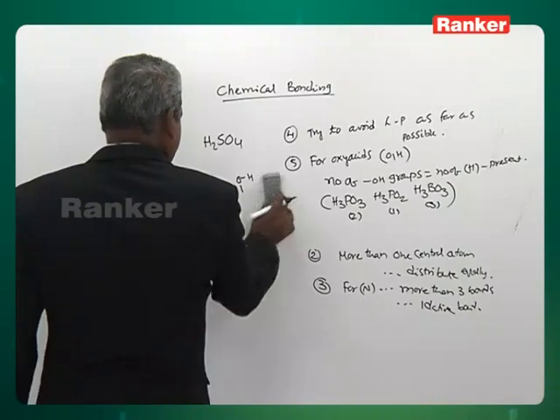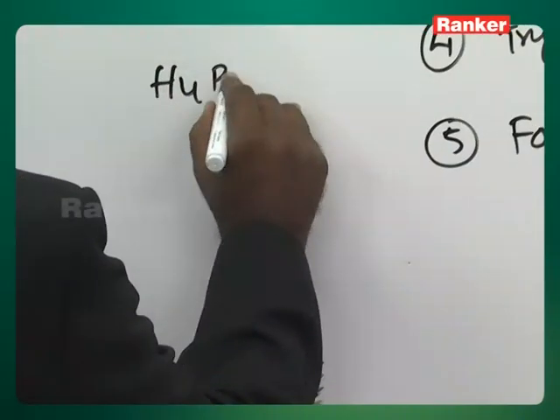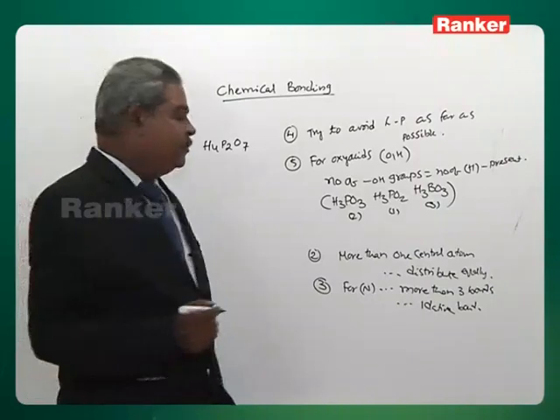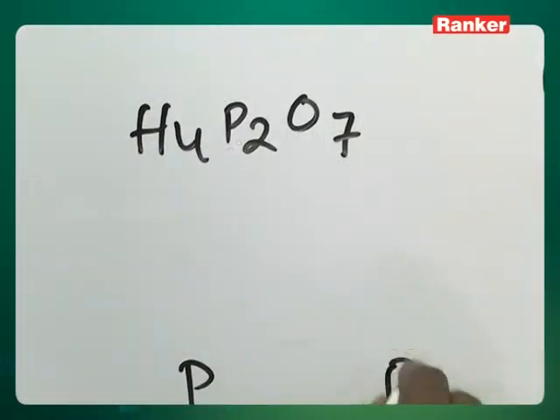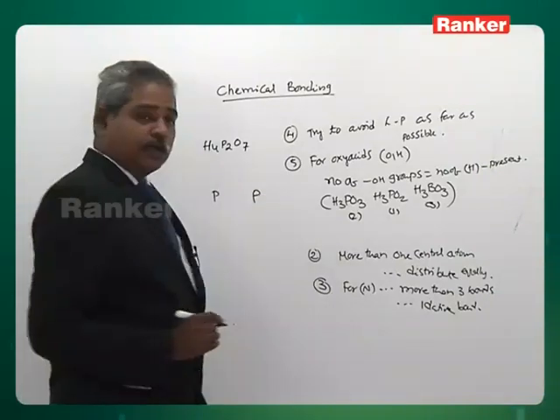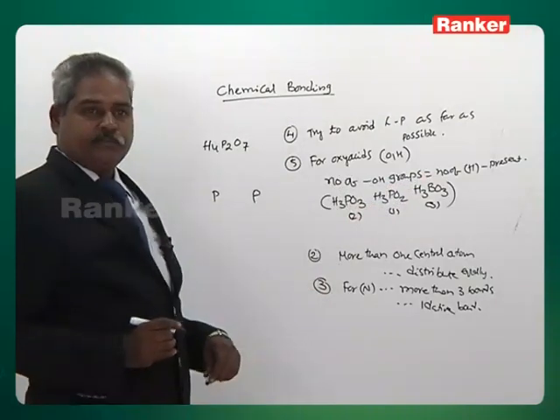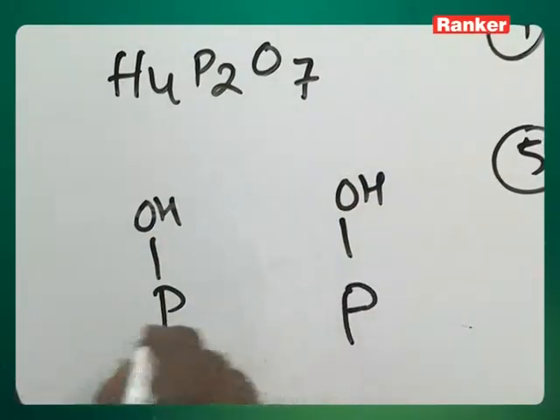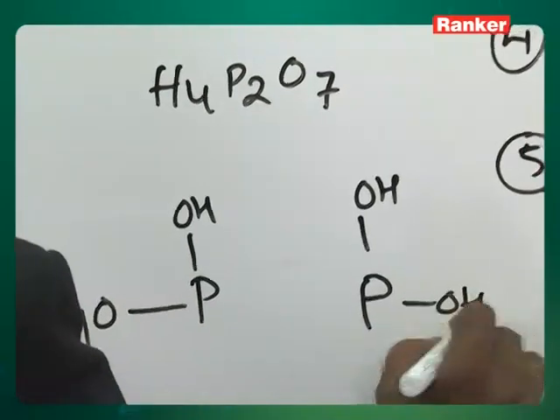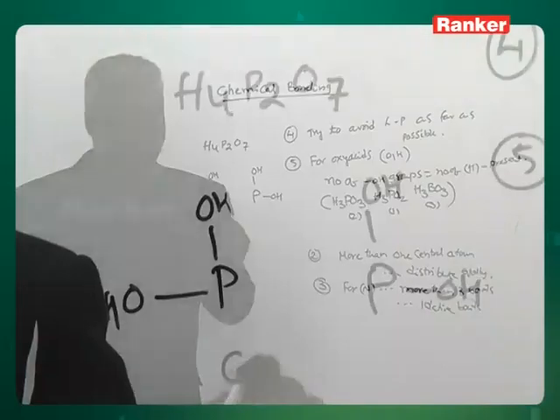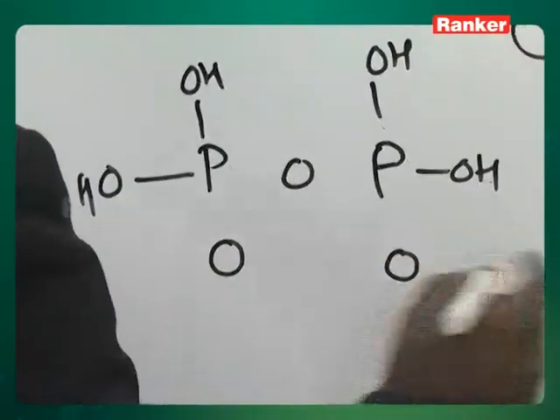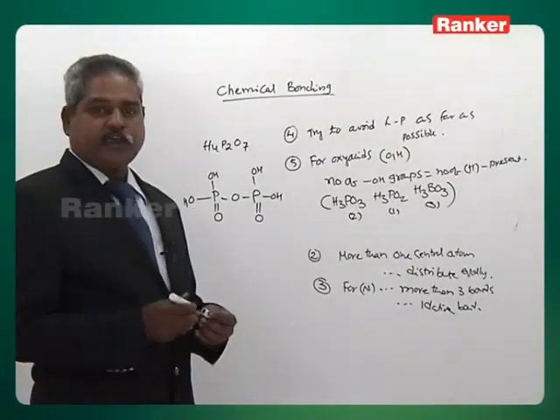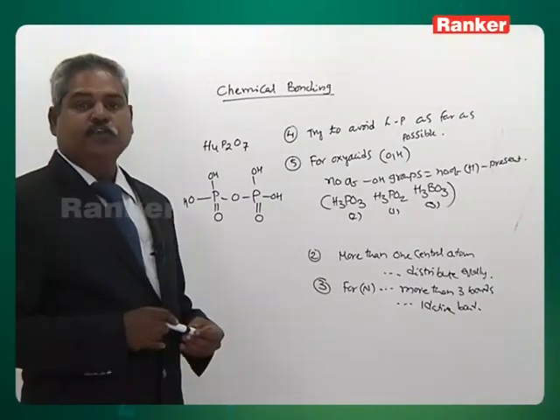Now, H4P2O7. What should you notice? There are 2 phosphorus atoms. 2 central atoms are there. How many OH groups are there? The number of OH groups is equal to number of hydrogens present. 4 hydrogens, 4 OH. Distribute equally. 1, 2, 3, 4. And 3 more oxygens, 1, 2, 3. What is the role of oxygen? Forms 2 bonds. That's all. For oxy acids, number of OH groups is equal to number of hydrogens present.